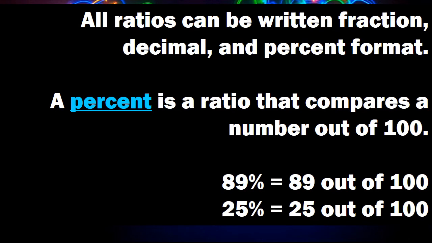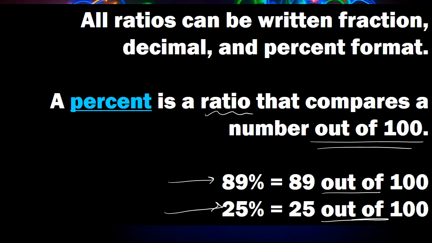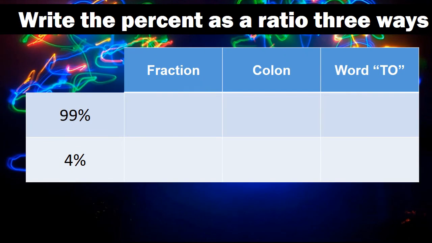We know that all ratios can be written in fraction, decimal, or percent format. A percent is any ratio that compares a number out of 100. So 89% can be written as 89 out of 100, and 25% can be written as 25 out of 100. Once again, we write this percent three ways. For 99% as a fraction, since any percent means out of 100, we put 99 in the numerator and 100 in the denominator.